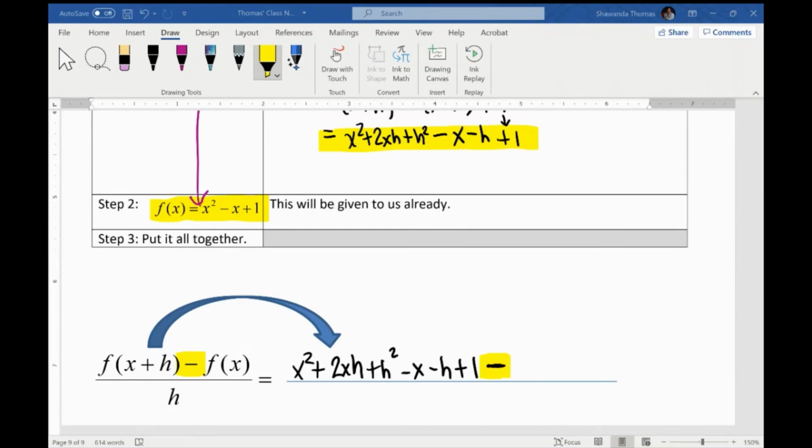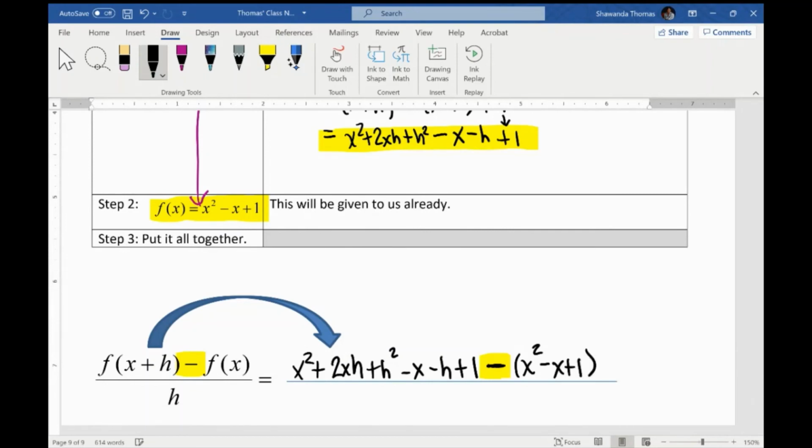Someone other than Ashley and Christina. x squared minus x plus 1. What's crucial to you writing that down, though? Your parentheses. Yes, indeed, you guys. Got to put that parenthesis, or you'll be wondering why the next step, nothing's canceling out.